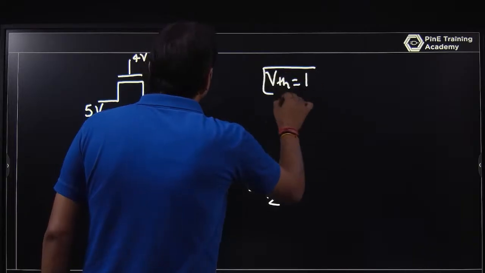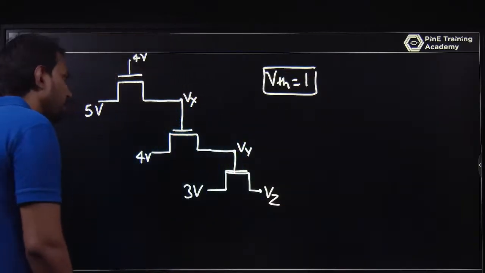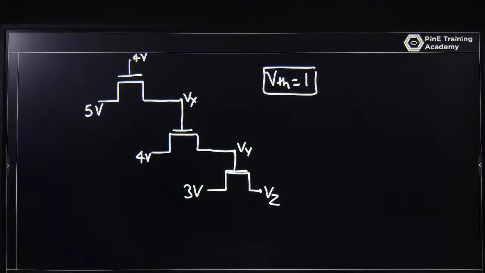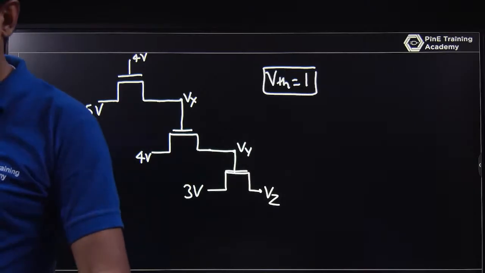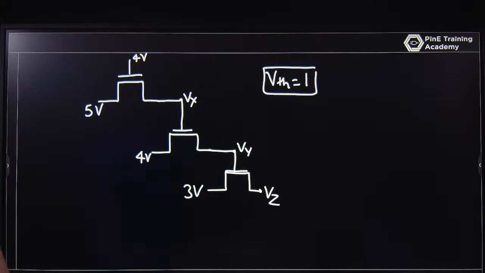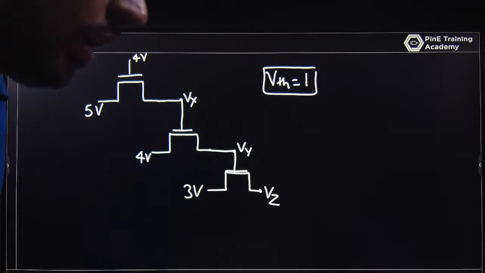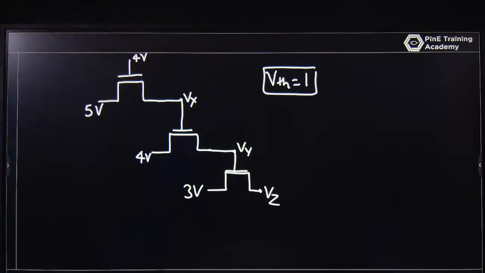I am just assuming that the threshold voltage of all the MOSFETs is 1 volt. What is Vx, what is Vy, what is Vz? And this is a very important question. This type of question is asked in an interview: what is the pass transistor voltage of Vx, Vy and Vz, so that the drain side has a voltage?